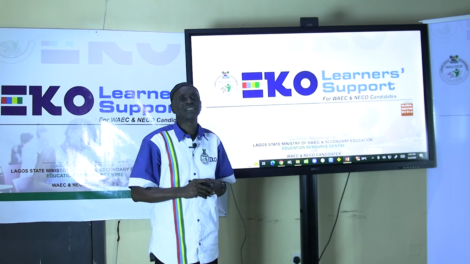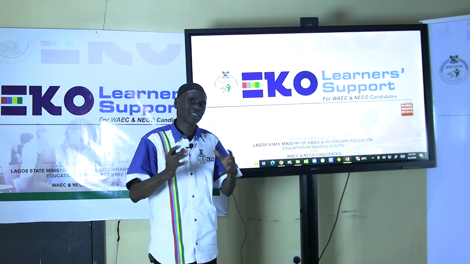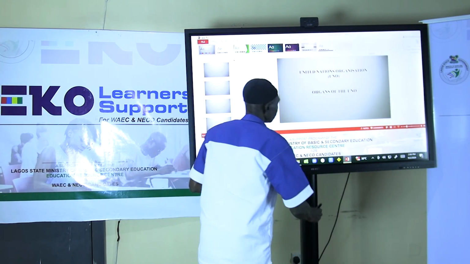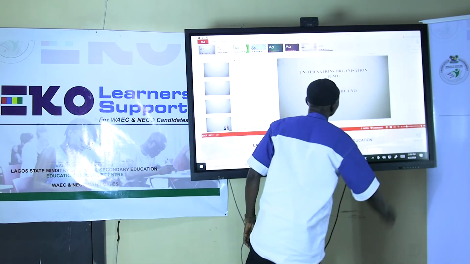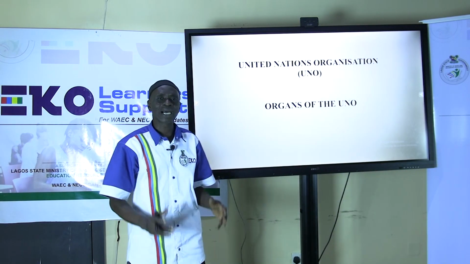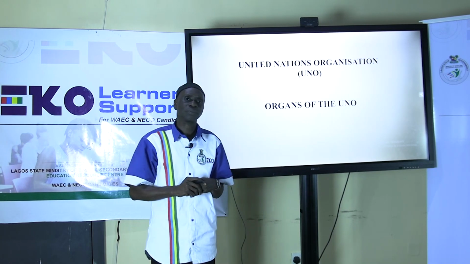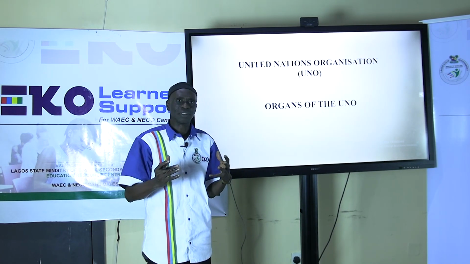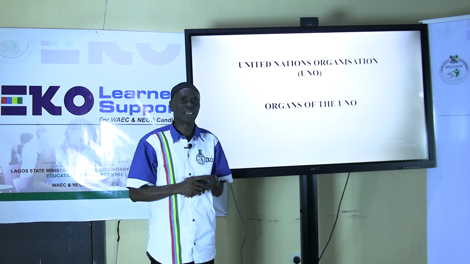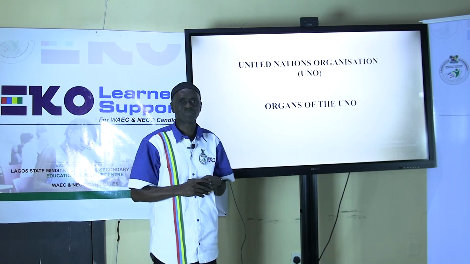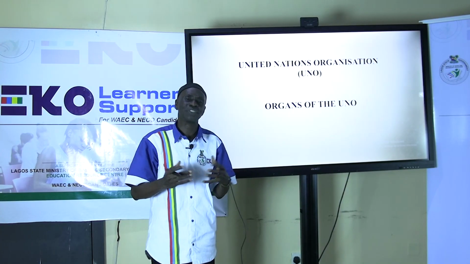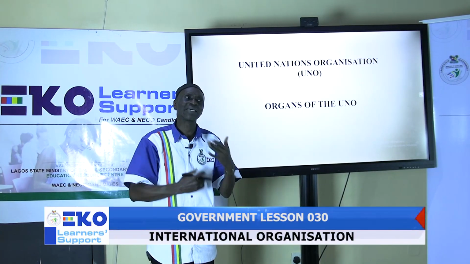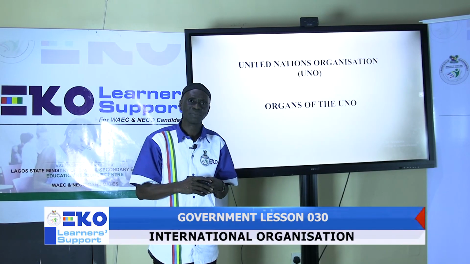We are going to look at, under government, that's interesting topic. Join me for the discussion. We want to look at organs of the UNO, United Nations Organization. It is an understatement to say UNO has performed or has achieved without looking at those organs, offices that were created that has made it possible.